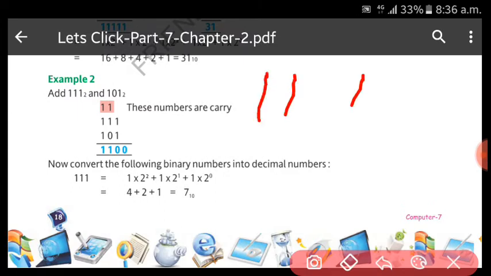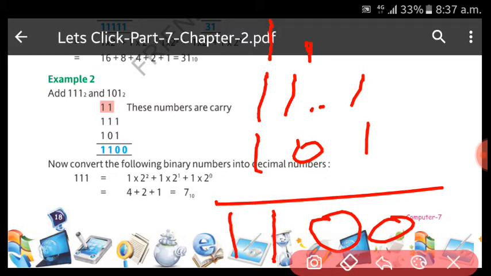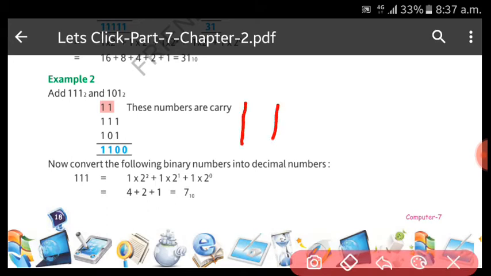1 1 1, and we have to add 1 0 1. 1 plus 1 is 0, carry is 1. Okay, so 1 plus 1 is 0, again carry 1. And here what did we get? 0. So 0 plus 0 is 0. By this addition we got 1 here. So 1 plus 1 is 0, 0 plus 1 is 1, and from this the carry is 1. This is the result.